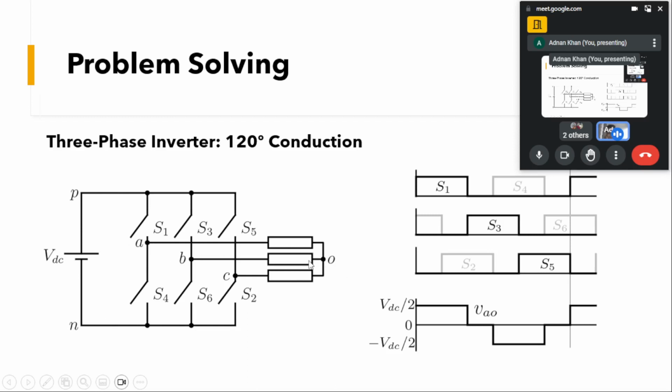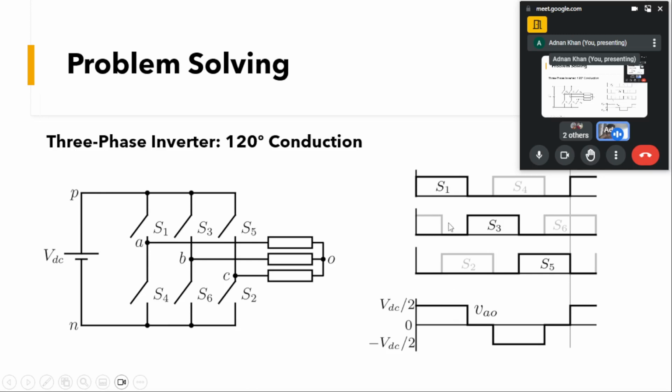We can say VAO will be equal to VDC by 2, since this is symmetric and balanced. Like we can say VAO will be equal to VDC by 2, and VOB or BO will be VDC by 2. Overall, it will be equal to VDC. So in this portion we got VDC, VAO.